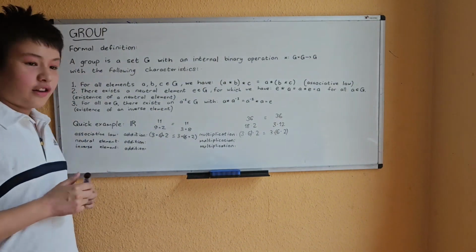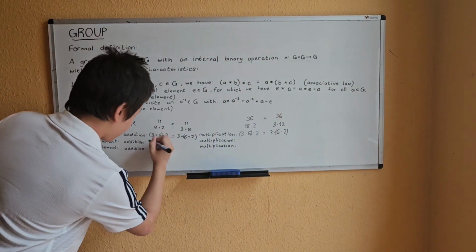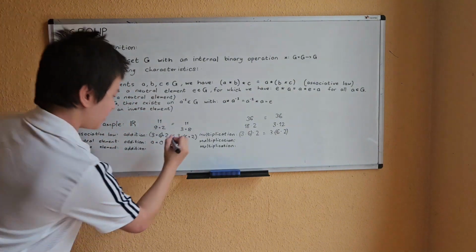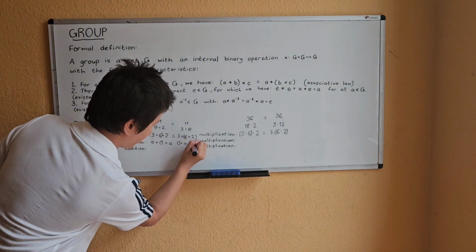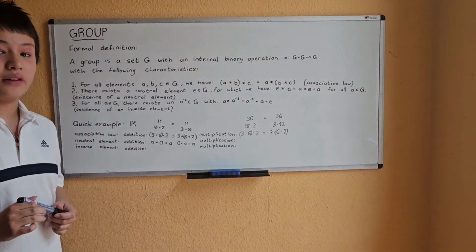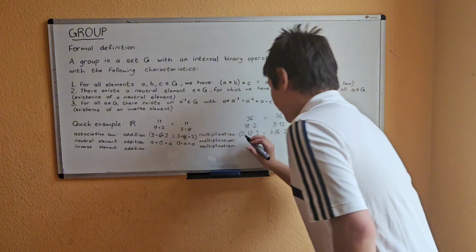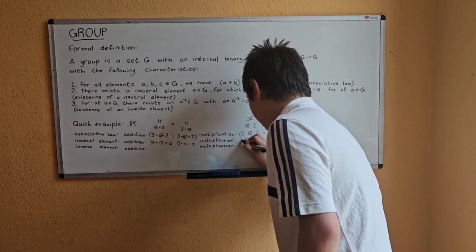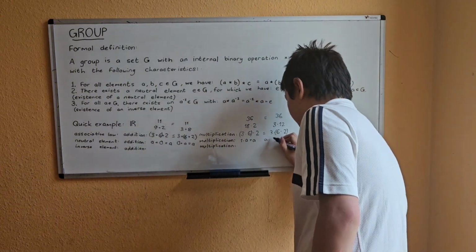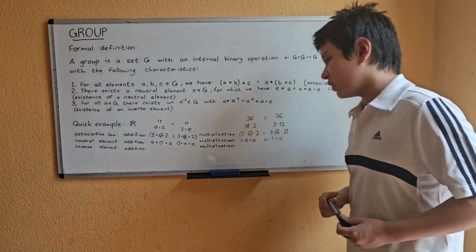Now for the neutral elements, we can see for addition it's 0, because if we take any number A and add 0 to it, it's still A. And the same for the other way around. 0 plus A equals A. So we can see that 0 is the neutral element of addition. Now for multiplication, it's 1, because 1 times A equals A, and A times 1 equals A. Pretty simple. So 1 is the neutral element of multiplication.